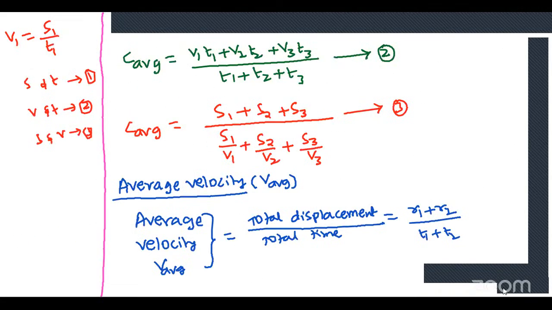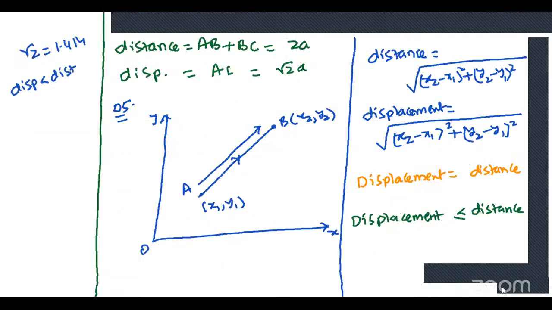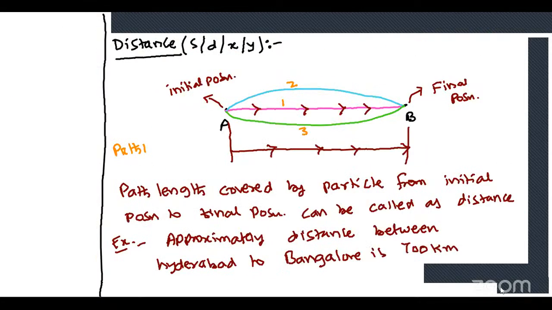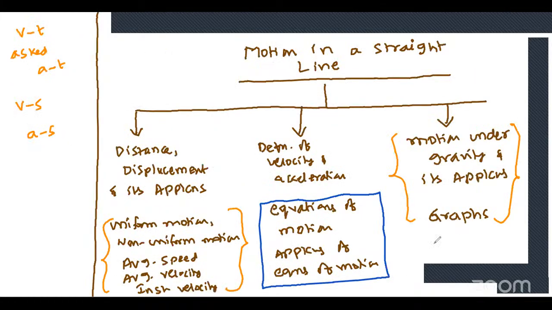Up to this one, it is over. Now it is our main part. If you see the flow chart, up to here is completed. Next it is velocity and acceleration. Thereafter, we are having the equations of motion.